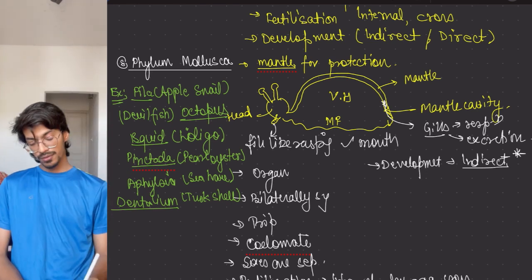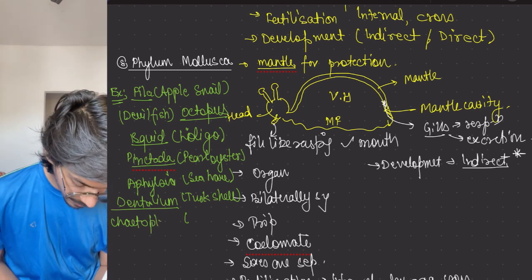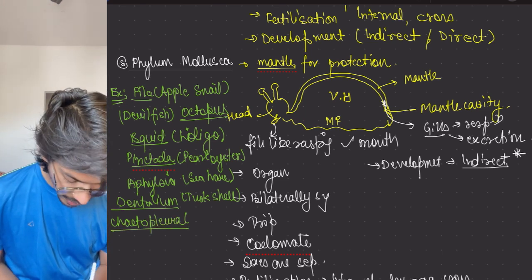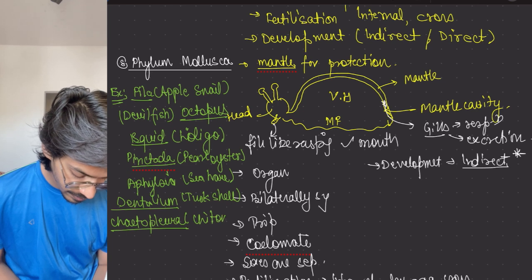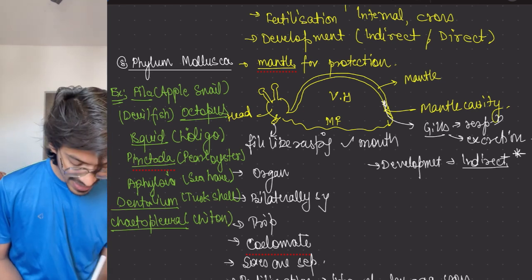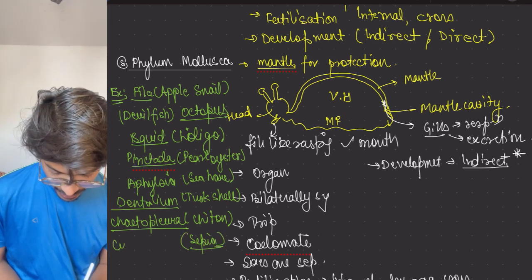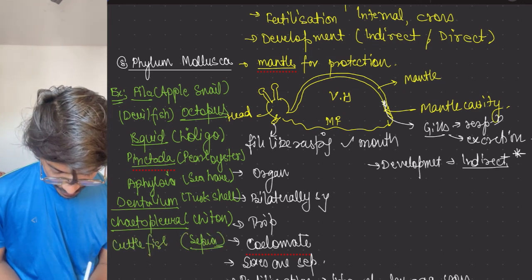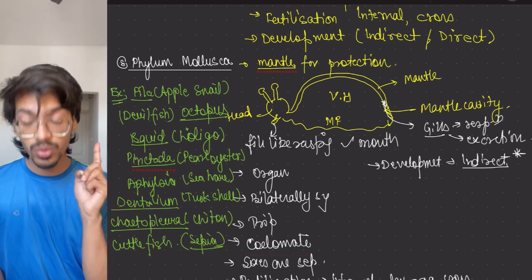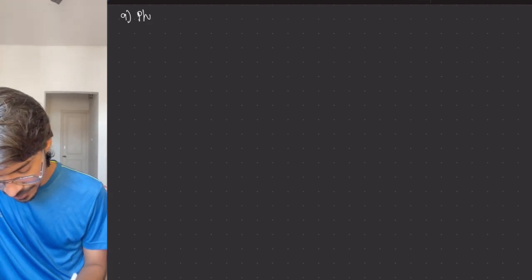Moving on, we have Chaetopleura. What is Chaetopleura? It is chiton. What is left? Then we are left with Sepia. Sepia is the cuttlefish. That's it. So these things you have to remember about the phylum Mollusca. After Mollusca, the next one is Echinodermata.